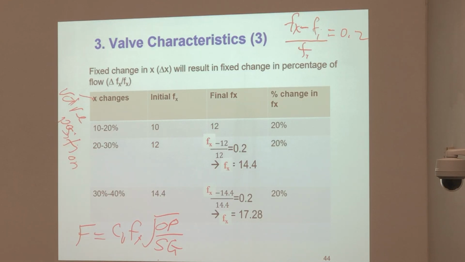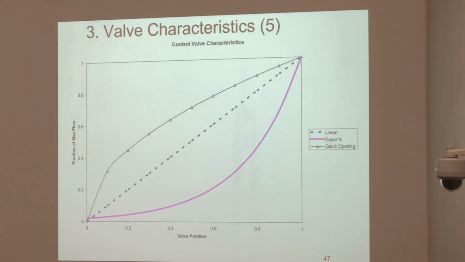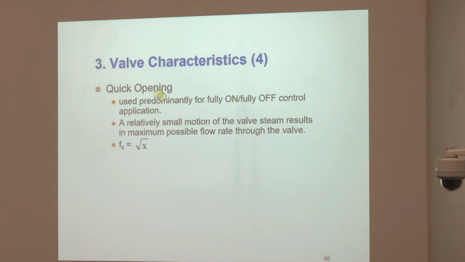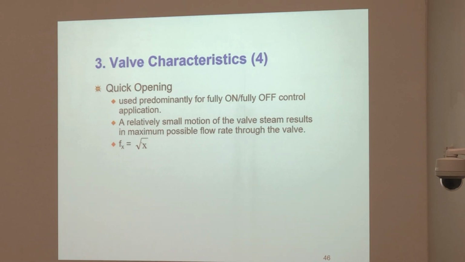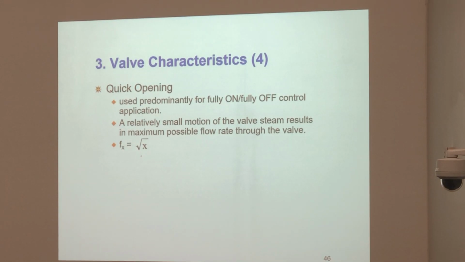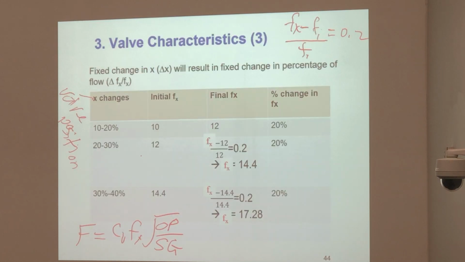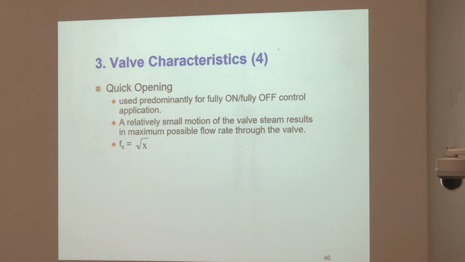Okay? And I want to show you this one. The last one, the third one, is quick opening, the relationship between Fx and x. Fx is the valve opening, the fraction of the valve opening. X is the stem position. So the relationship is based on this formula. So you have 3 formulas. Fx equal to x. The second one is based on the table and the formula I gave you over here. Then the third one is this one.